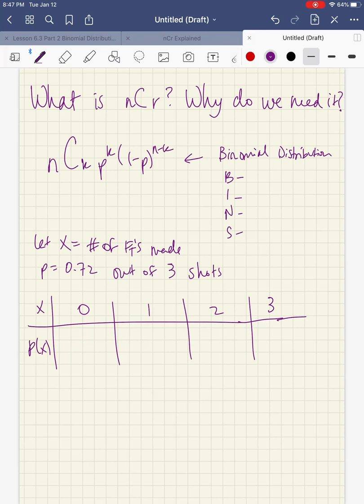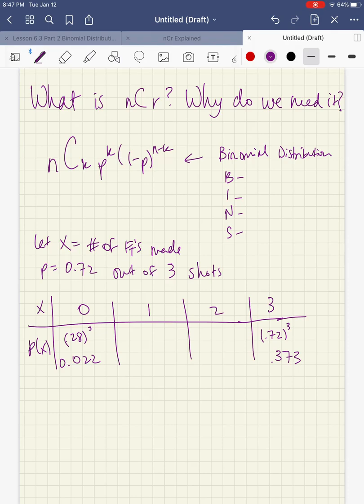Now, the probability of 0 and the probability of 3 are the easiest to find because the probability that he makes all 3, well, the probability that he makes the first one is 0.72 times the probability that he makes the second one and the third one, so 0.72 cubed, and that's going to be 0.373, okay? It's very similar to do the probability that he misses all of them. That's going to be 0.28 again to the third. So that's going to be 0.022, okay? Now, for each one of these, there's only one way to make all 3 or to miss all 3. You either make them all or you miss them all, okay?